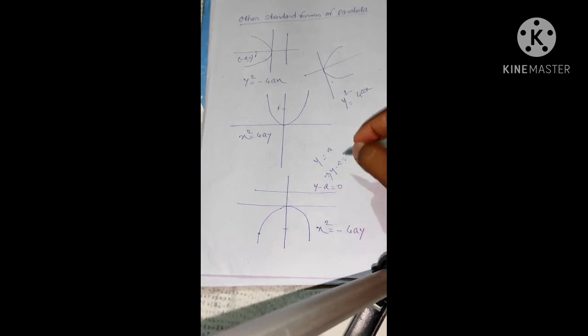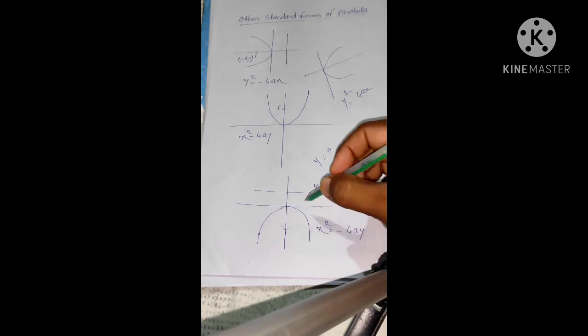So this is the way we can get the equation of the directrix. Always remember, if the parabola is formed on the x-axis, then our directrix equation will be x equal to the coordinate of the focus, and if the parabola is formed on the y-axis, then y equal to the coordinate of the focus. By changing its sign, we will get the equation.